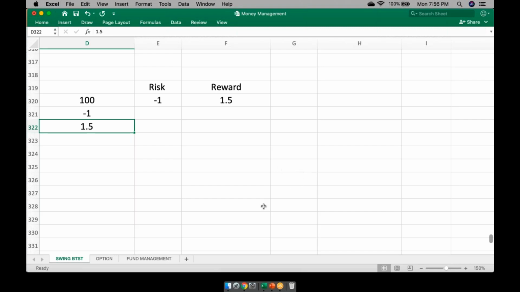Yes, risk and reward will change in intraday and positional also. Risk and reward will change in intraday, positional, future, option. For 3 days delivery, the stop loss will be different. For 10 days delivery, the stop loss will be different. For 1 year delivery, the stop loss will be different.